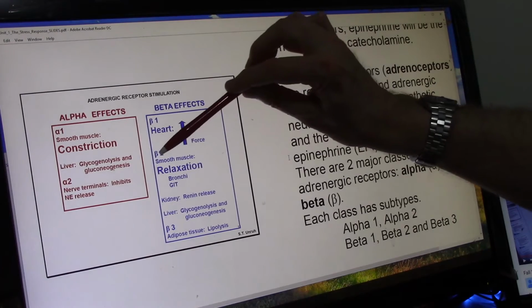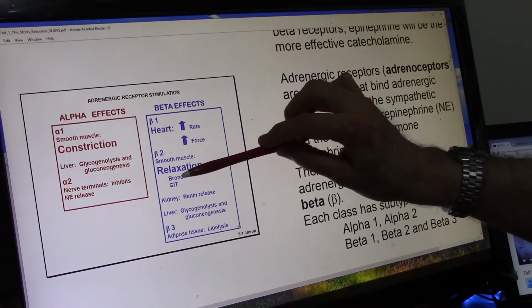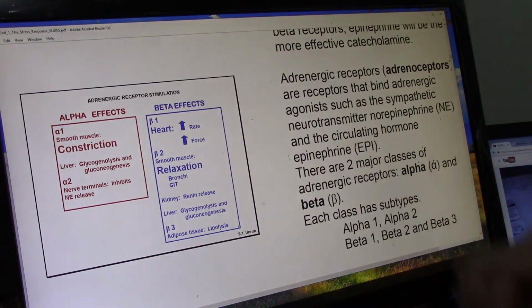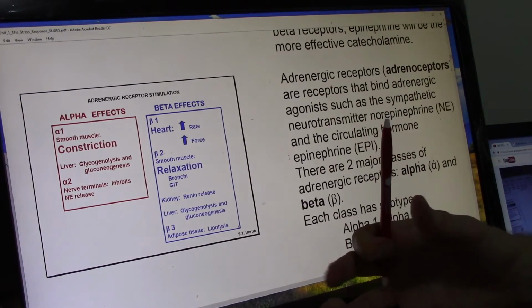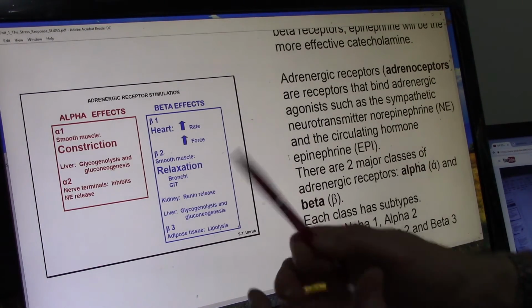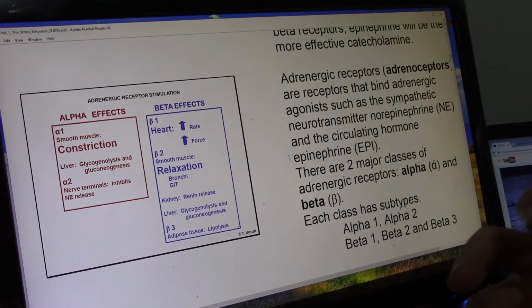Now, the beta 2 effect, we see this a lot in the GI tract and also in the bronchial tissues, is to relax those, to open the airways. So we open the airways with beta 2, and we also relax the intestinal system. Now, what does that do? That means that we're not doing as much digestion right now. And this makes sense because when we are scared, we don't want to spend our time digesting. We want to spend our time with our large muscles, running, and all this sort of thing.